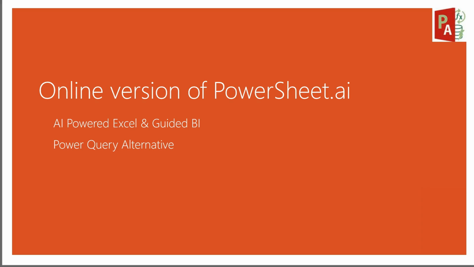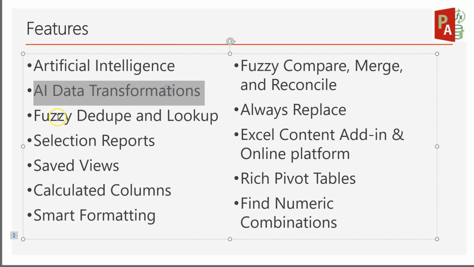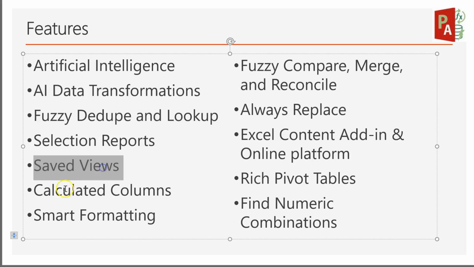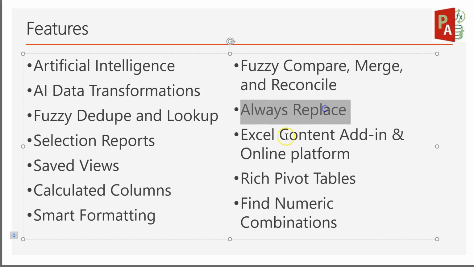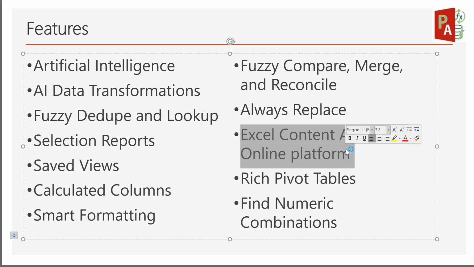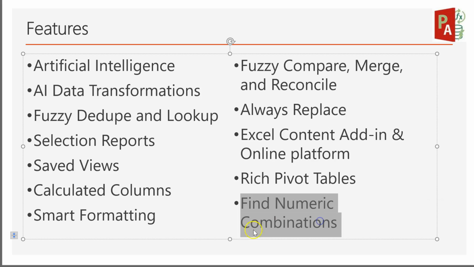A quick demo of the online version of PowerSheet.ai, AI-powered Excel and guided BI, a Power Query alternative. Features: artificial intelligence, AI data transformations, fuzzy dedupe and lookup, selection reports, saved views, calculated columns, smart formatting, fuzzy compare, merge, and reconcile, always replace, Excel add-in and online platform, rich pivot tables, find numeric combinations.